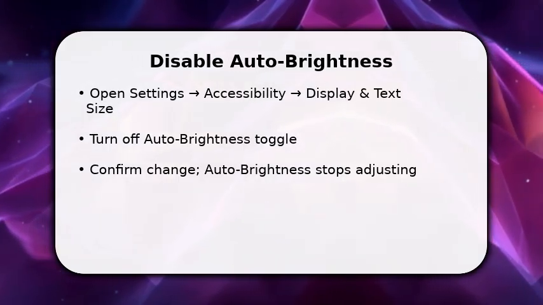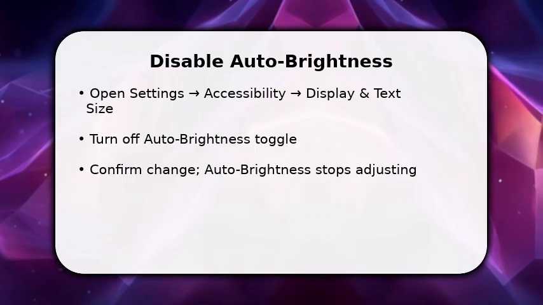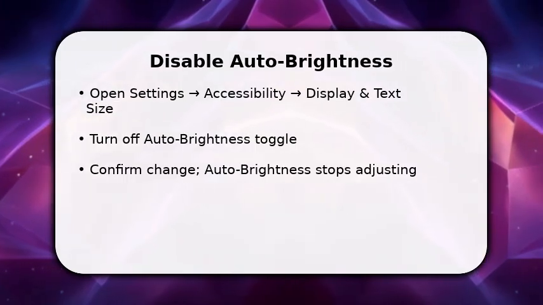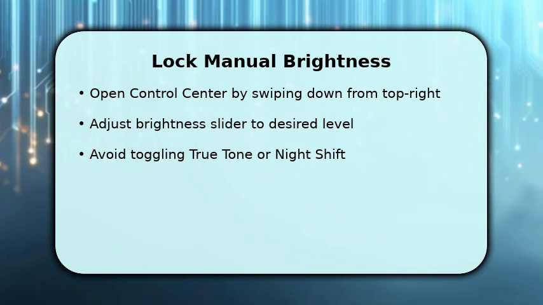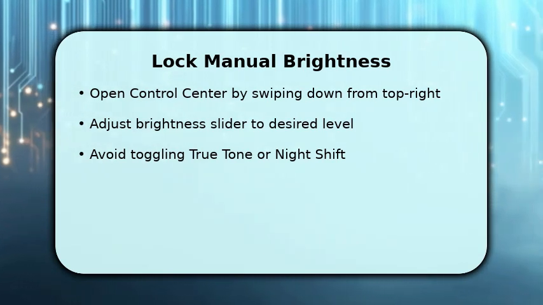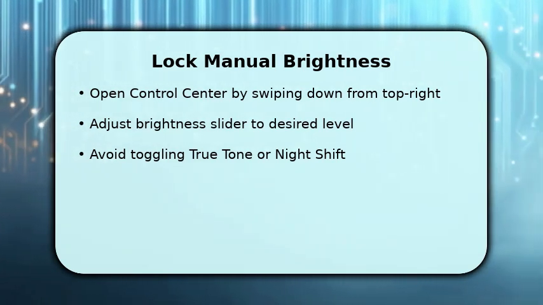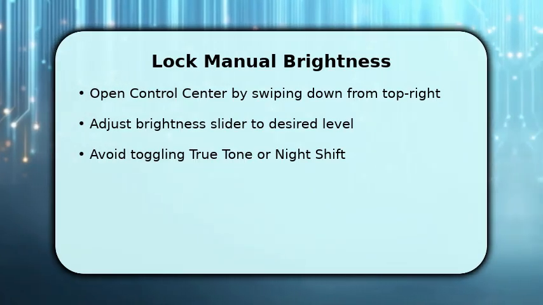Make sure to set your preferred level next via Control Center so the screen won't jump around when lighting changes. Now lock in a steady brightness manually. Swipe down from the top right to open Control Center, then drag the brightness slider to the level you want.